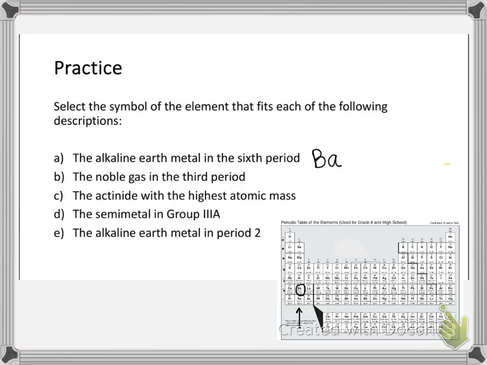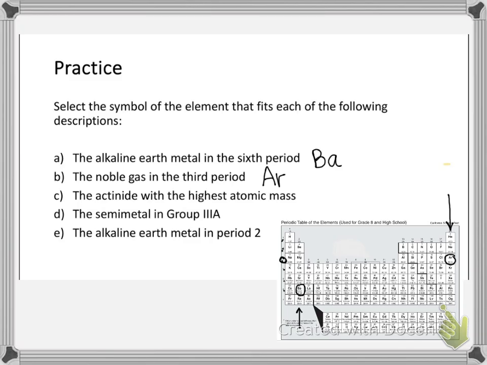The noble gas in the third period. So periods are rows. So 1, 2, 3, that's the third period. Noble gases are over here. So if I go across the third period, then I would have argon.